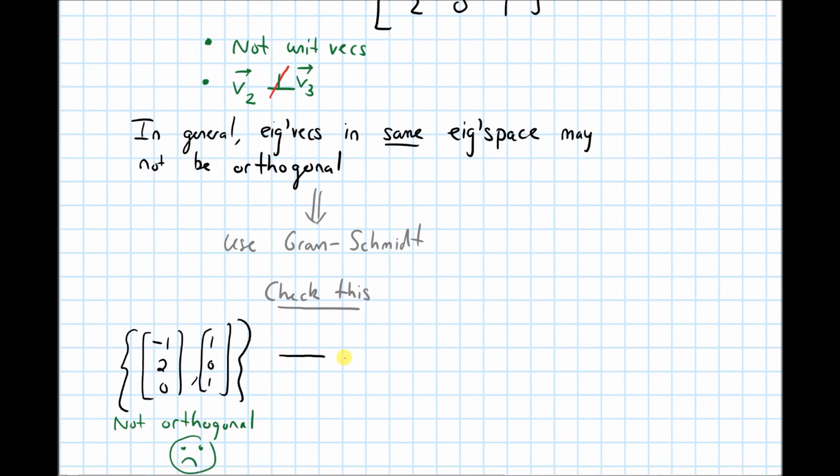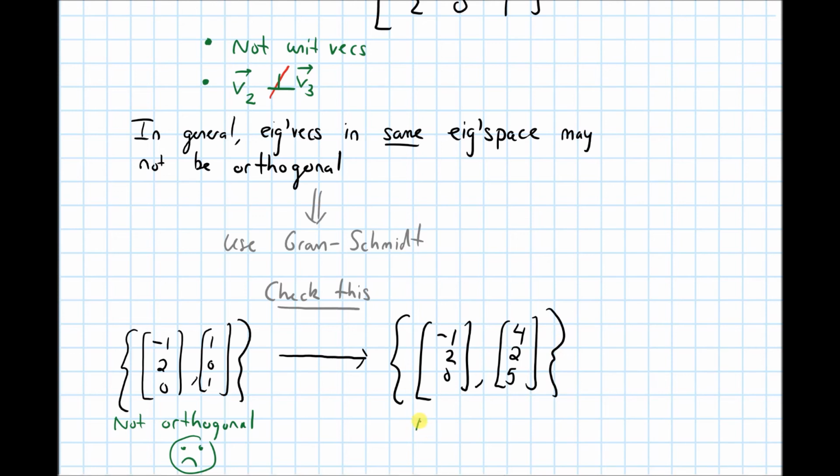So let's do Gram-Schmidt. This is where I'm just going to tell you what the answer ends up being. The first vector stays the same when we do Gram-Schmidt. But the second vector, after we do it, will end up being 4, 2, 5. That is what we will get after Gram-Schmidt. If we take their dot product, we'll get -4 plus 4 plus 0. So these vectors are orthogonal.